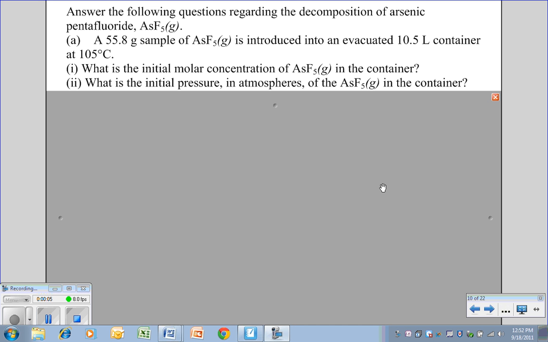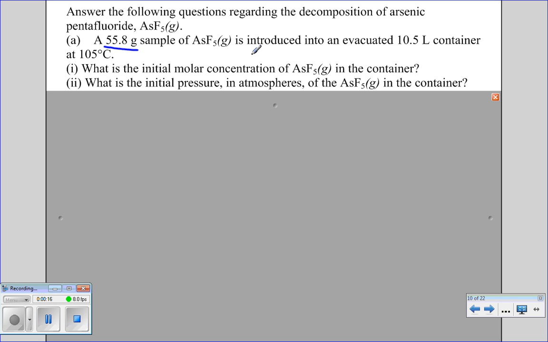Okay, AP style question number 3 about arsenic pentafluoride is that we begin with, not with equilibrium, but them just telling us that we have this many grams of arsenic pentafluoride. It's in a 10.5 liter container and the temperature is 105 Celsius. So what's the initial molar concentration in the container? And what is the initial pressure of the arsenic pentafluoride in the container? That means when there's nothing but arsenic pentafluoride there.